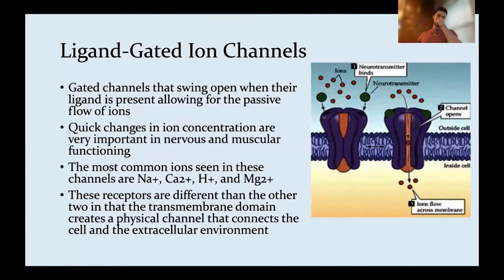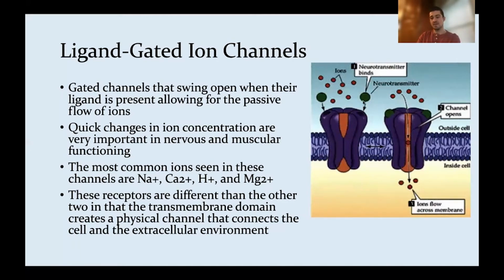So the first and most familiar one is probably the ligand-gated ion channels. So these are gated channels that swing open when the ligand is present, allowing for the passive flow of ions. So if you look to the right, this diagram, we can look at these as the same channel, the same receptor. So if you look to the left, it's in a closed state. There are ions that are outside. Clearly, they're higher concentration on the outside of the cell than they are on the inside.